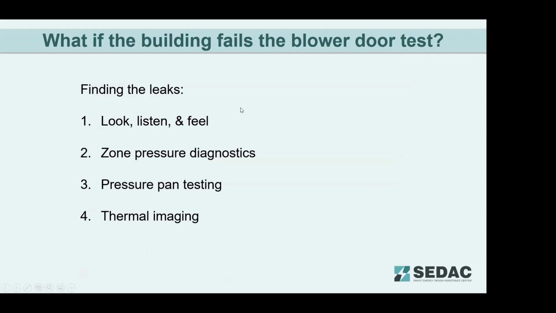All right. Okay, so like we did with duct pressure testing, what happens if it fails? There are kind of four steps to this as far as finding the leaks. First thing is look, listen, and feel. Then we go into zone pressure diagnostics. Then potentially we do a little pressure pan testing and also use a thermal imaging camera. I'm going to dive into each of these as we go here.